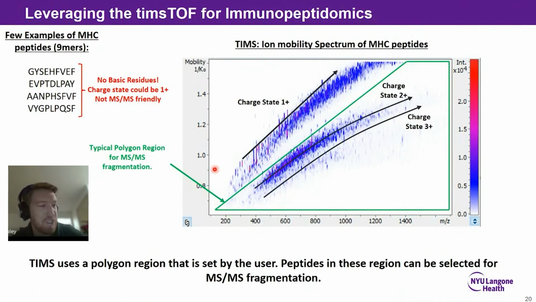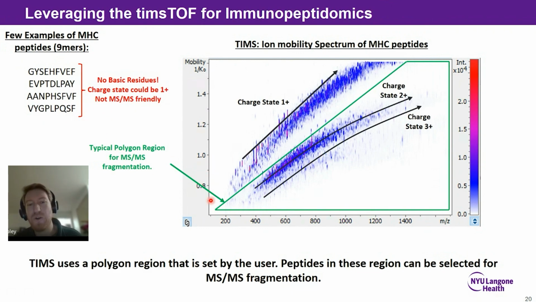I mentioned endogenous peptides, and why that's important is because they don't always have a basic residue. Tryptic peptides always have a K or an R, so they usually have a charge state of 2 or 3, but these can have a charge state of 1, which poses a problem for MSMS.